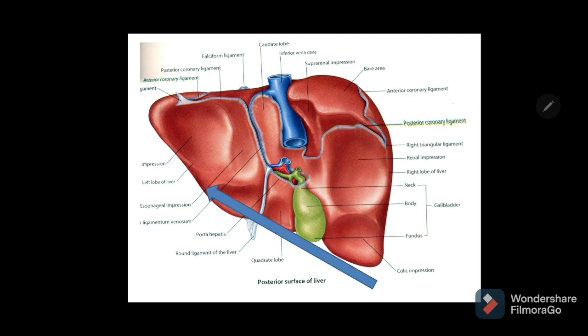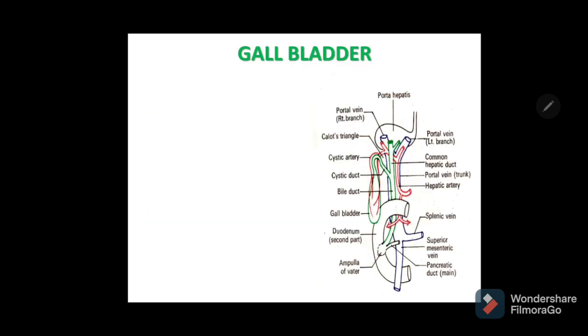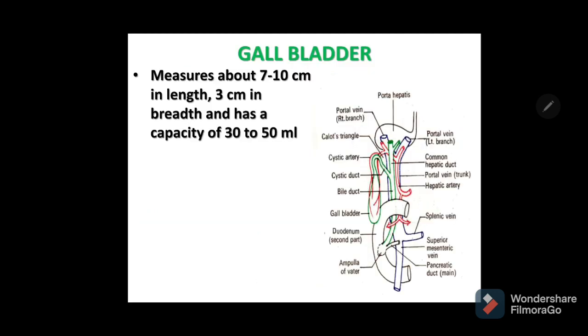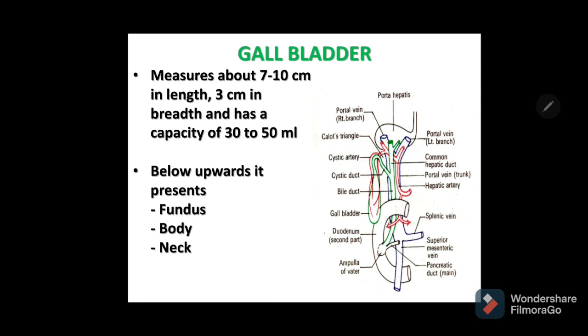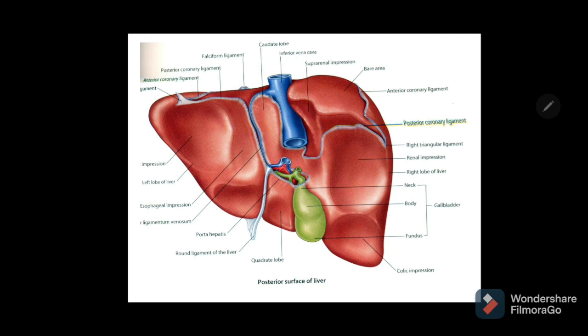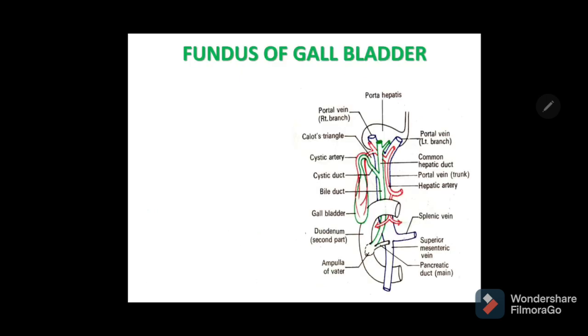And you can see it extends from the inferior border of the liver to the right end of porta hepatis, and it measures around 7 to 10 centimeter in length and 3 centimeter in breadth, and has a capacity of 30 to 50 ml. And it presents three parts from below upwards, that is fundus, body and neck. You can notice here the three parts: fundus, body and neck. Neck will continue with the cystic duct, which will join the common hepatic duct.